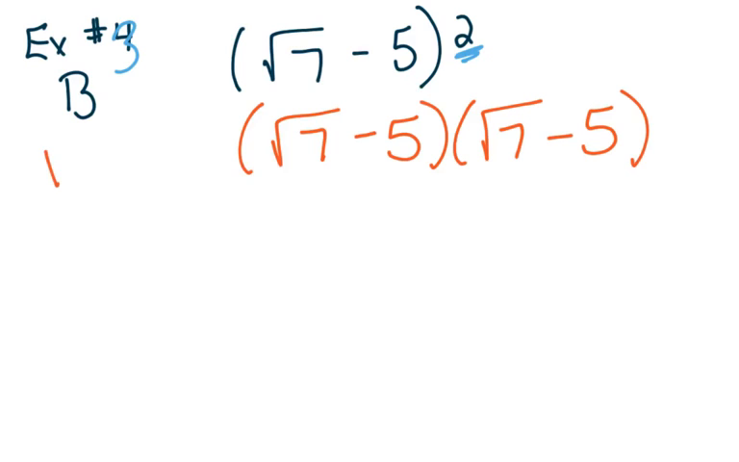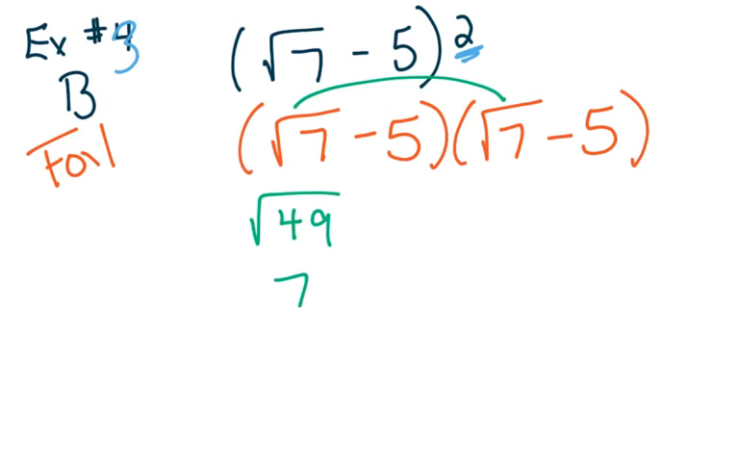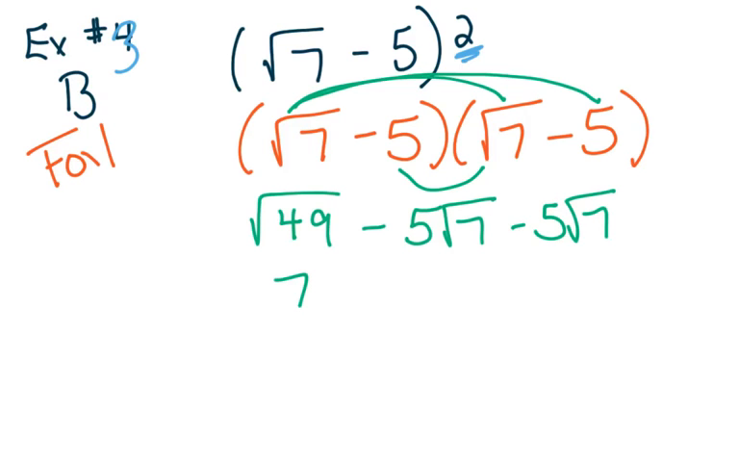All right, we are still FOILing, so let's go ahead and do this. We would have the square root of 7 times the square root of 7, which is the square root of 49, which we know is 7 right off the bat, so if you'd like to simplify that. All right, then we go to our outside terms. The square root of 7 times negative 5 would be negative 5 square root of 7. Inside terms, negative 5 times the square root of 7 is again negative 5 square root of 7. And last but not least, negative 5 times negative 5 is positive 25.